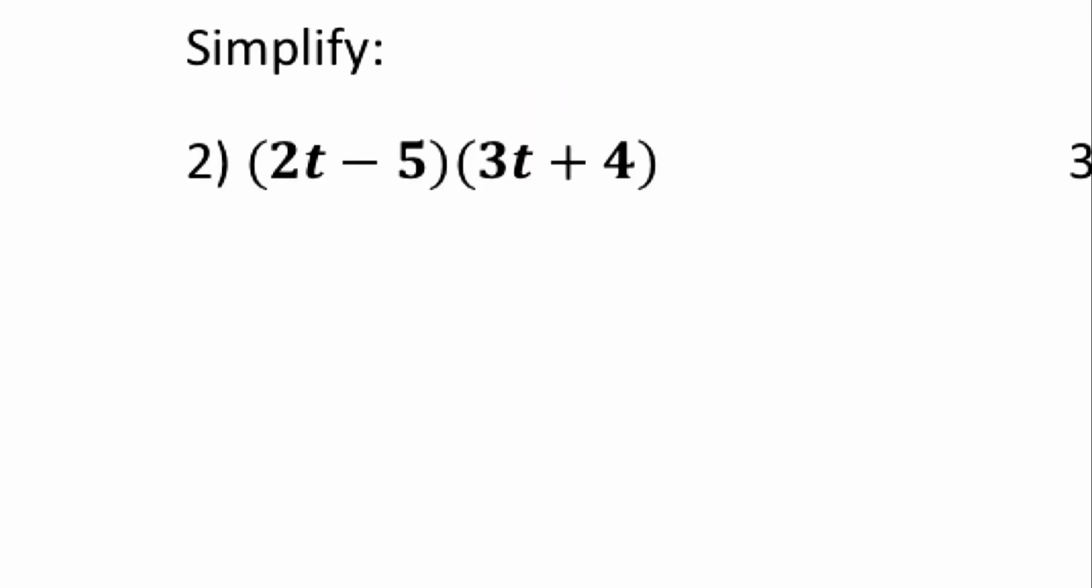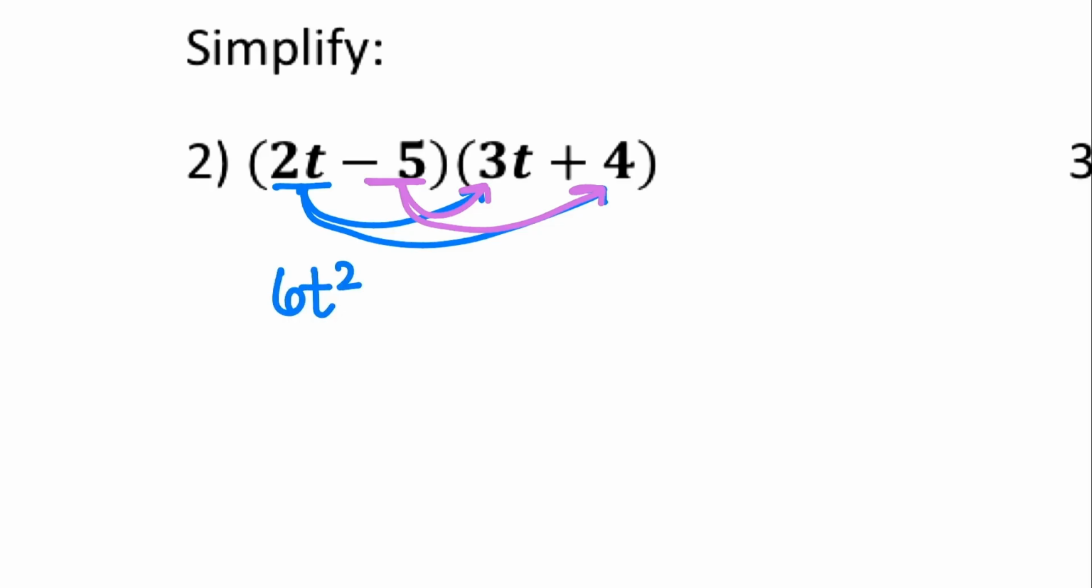Number 2, we're just going to simplify this. And we can distribute the first term to both terms in the second set of parentheses. Then we're going to distribute the second term to both terms in the second parentheses. This acronym is also called FOIL, with first, outer, inner, last.